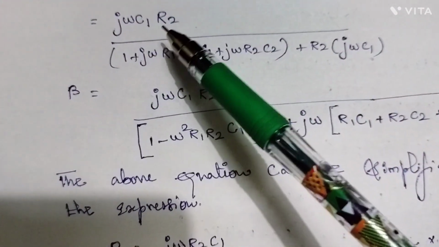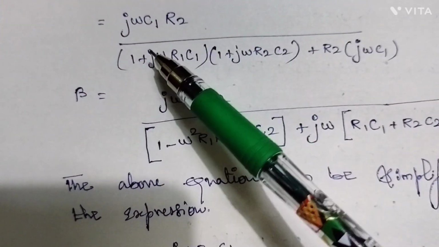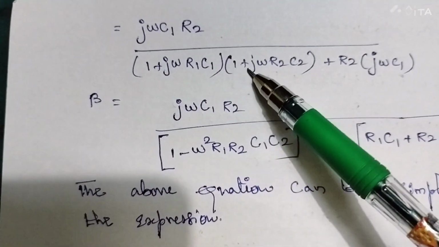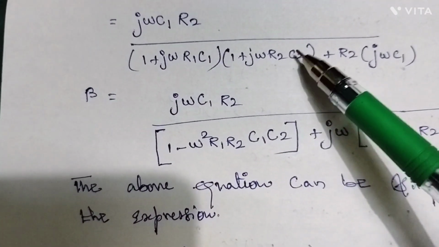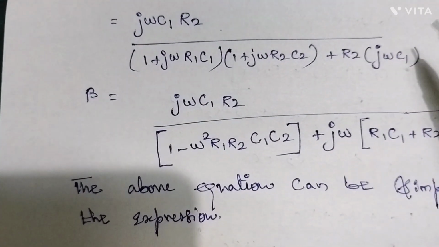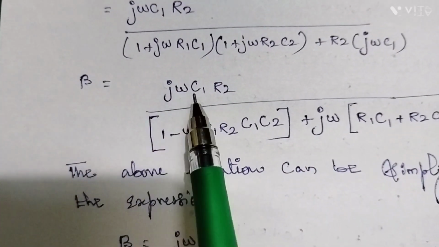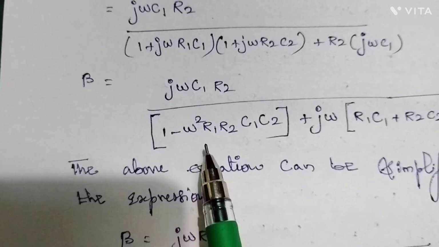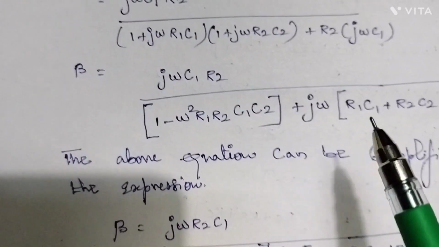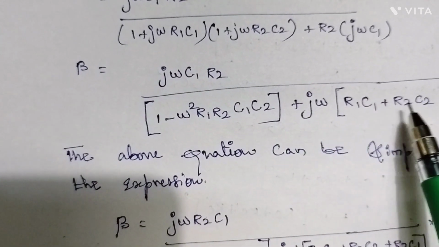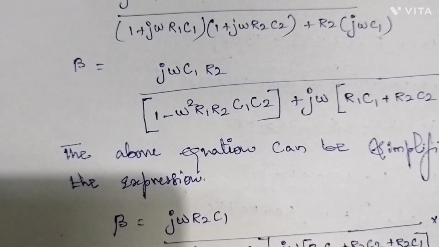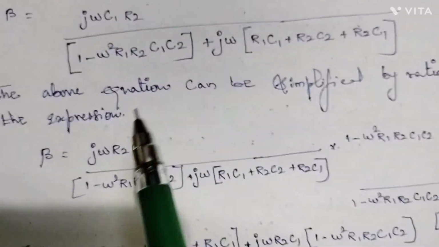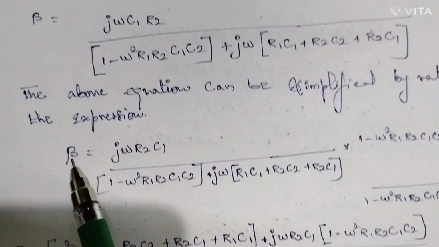So beta, which is equal to j omega c1 r2 whole, divided by 1 plus j omega r1 c1 plus 1 plus j omega r2 c2 plus r2 j omega c1. So beta is equal to j omega c1 r2 whole divided by 1 minus omega square r1 r2 c1 c2 plus j omega (r1 c1 plus r2 c2 plus r2 c1). The above equation can be simplified by rationalizing the expression.